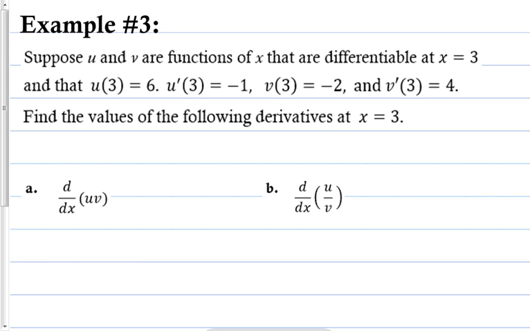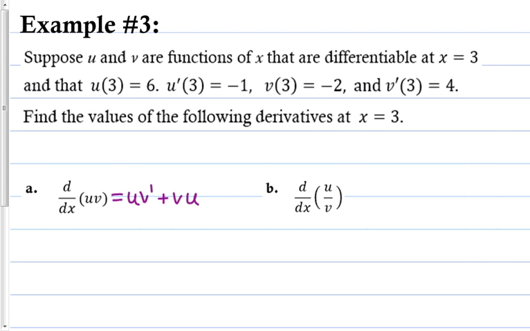Suppose u and v are functions of x that are differentiable at x equals 3, and that u of 3 is 6, u prime of 3 is negative 1, v of 3 is negative 2, and v prime of 3 is 4. So same thing as before, no function, I just have the numerical values. Find the values of the following derivatives at x equals 3. So I've got 4 different problems basically. A is u times v, so it's u times v prime plus v times u prime.